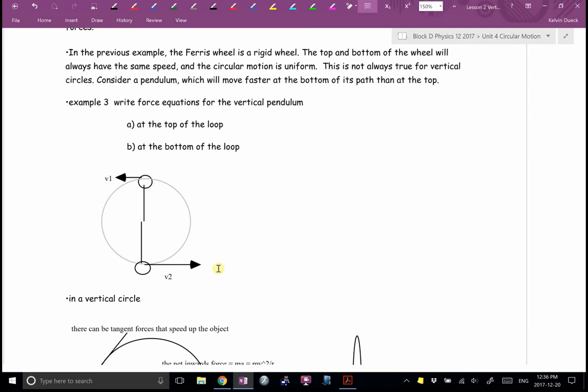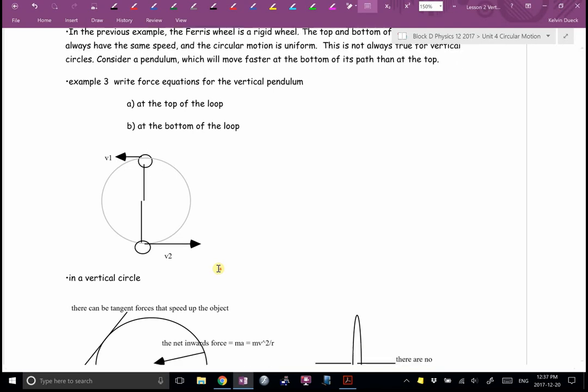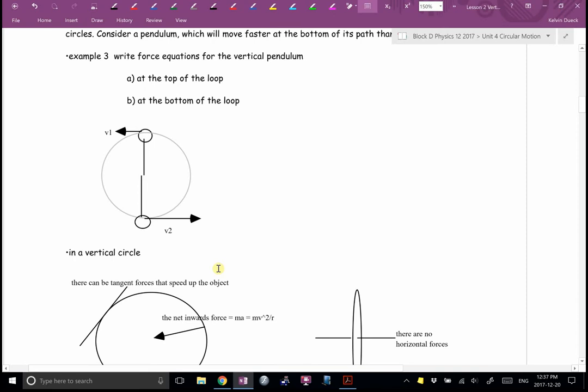Example 3 says, write force equations for the vertical pendulum at the top of the loop. Okay. At the top of the loop, what are the forces acting on it? Get the obvious. You know what? Let's do the bottom of the loop first. I think the bottom of the loop is going to be a bit easier. So let's put a B, leave some space. What are the forces acting on it? Get the obvious one. Which way? Down.